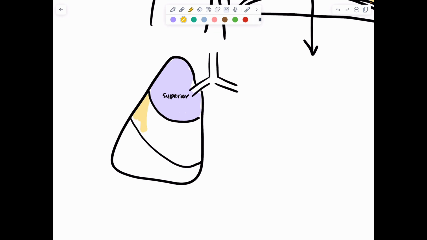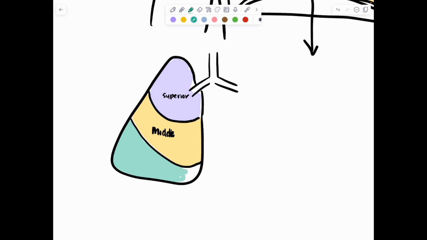I have a middle, and then I have a lower or inferior. Now, we said that there were a couple of different types of bronchi. My primary bronchi are what enter into the lungs. So that's what I already drew.